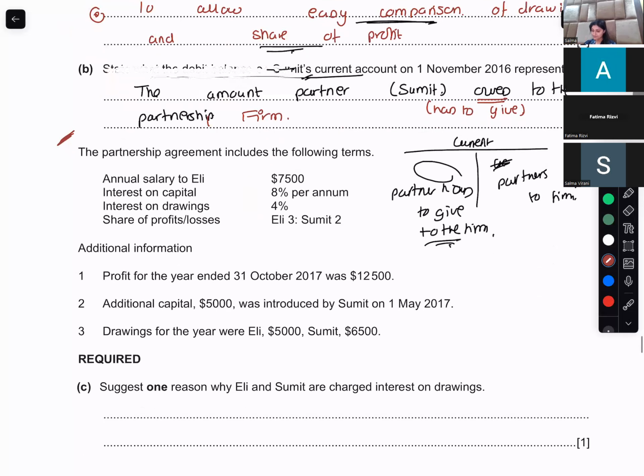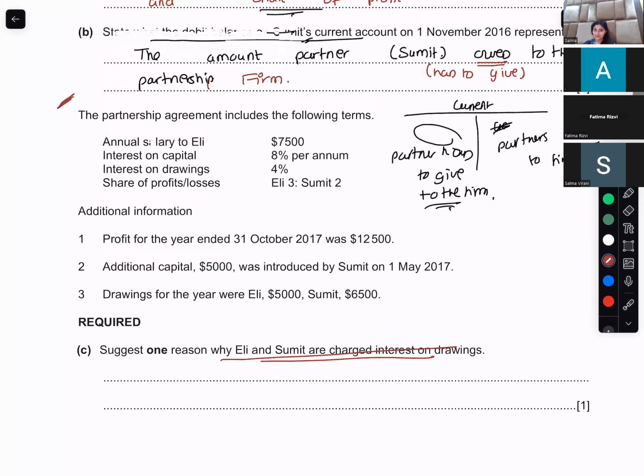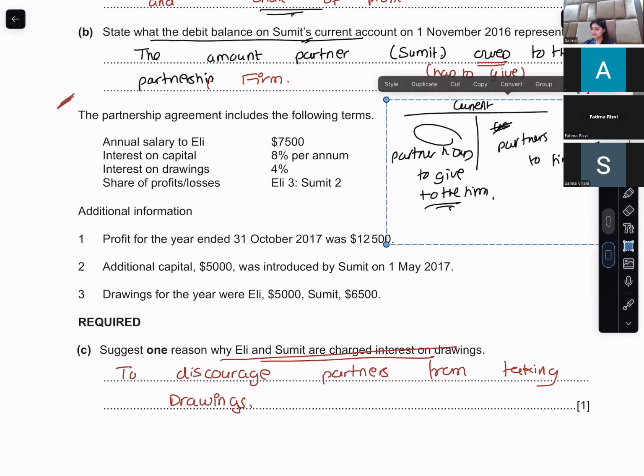Okay? C part. Why are we charging interest on drawings? Why do the other partners charge interest on drawings? To make fewer drawings happen. To discourage the partners from taking drawings. To discourage the partners from withdrawing the capital. Are you with me?